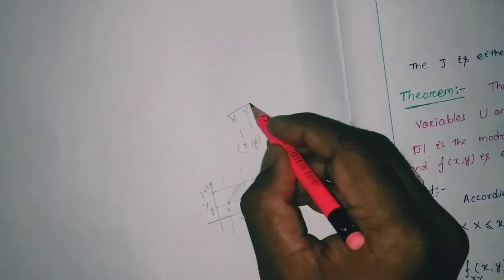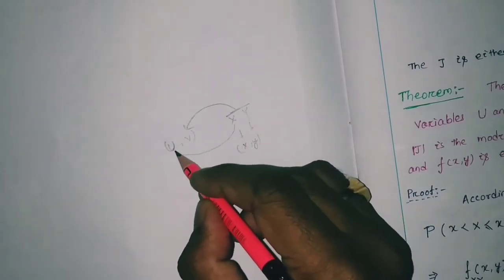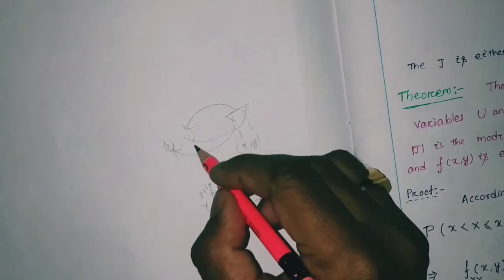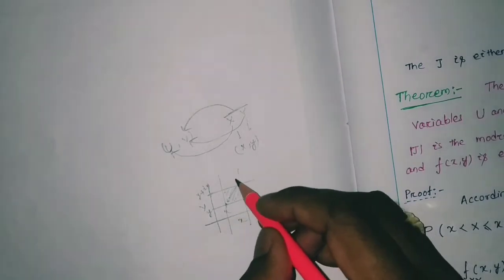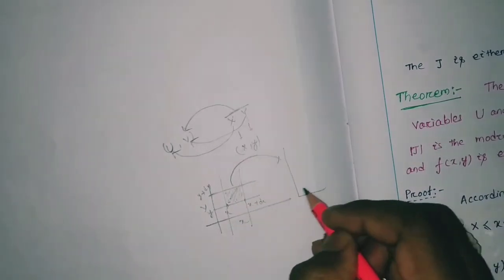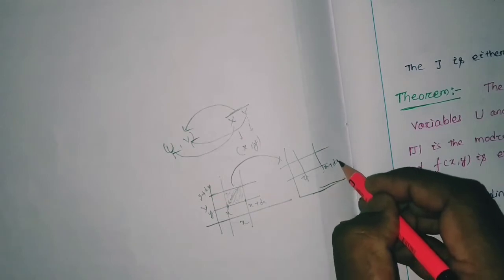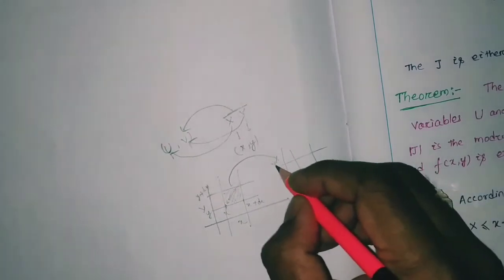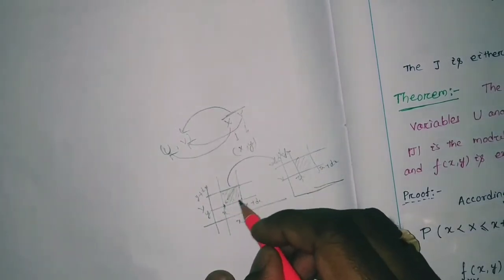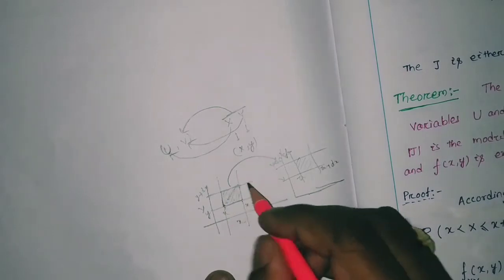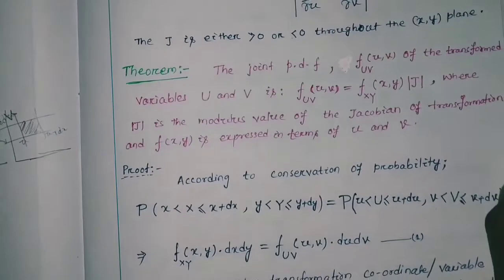But when x and y are transformed to u and v, that means all the x values are transformed to u, and all the y values are transformed to v. So each and every point inside this area has to be transformed to the area between u and u plus du and v and v plus dv. So if we consider the probability inside this area, that has to be equal to this one, according to conservation of probability, as written over here.